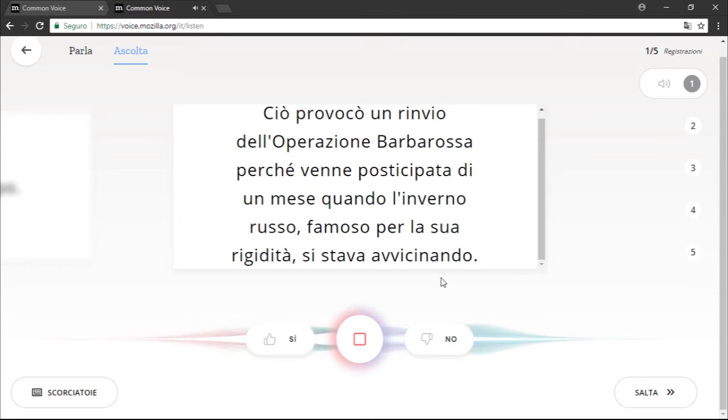Ciò provocò un rinvio dell'operazione Barbarossa perché venne posticipata di un mese quando l'inverno russo, famoso per la sua rigidità, si stava avvicinando.